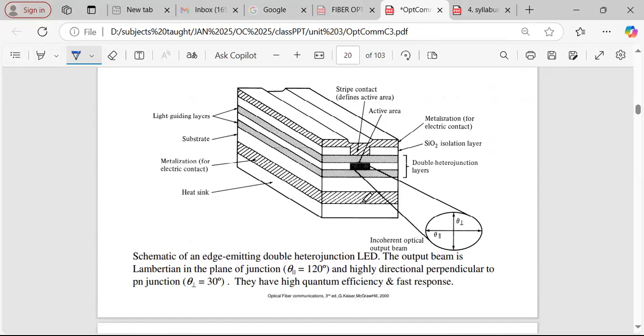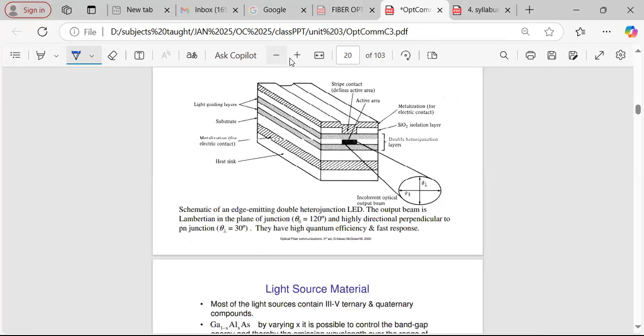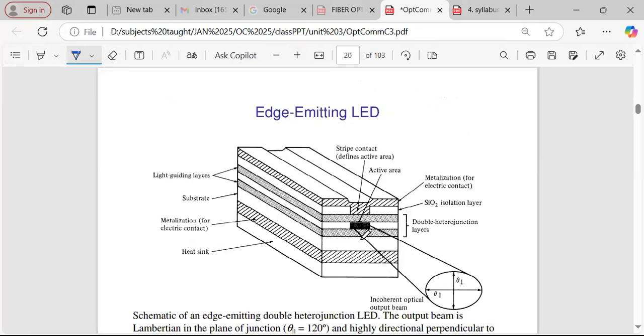Now this is the diagram of the edge emitting LED. In this, again the structure is the same. These two are the double heterojunction layers. This is the main active region from where the photons are emitted. These two are the guiding layers. This is the active area. This is the isolation layer. This is the heat sink.